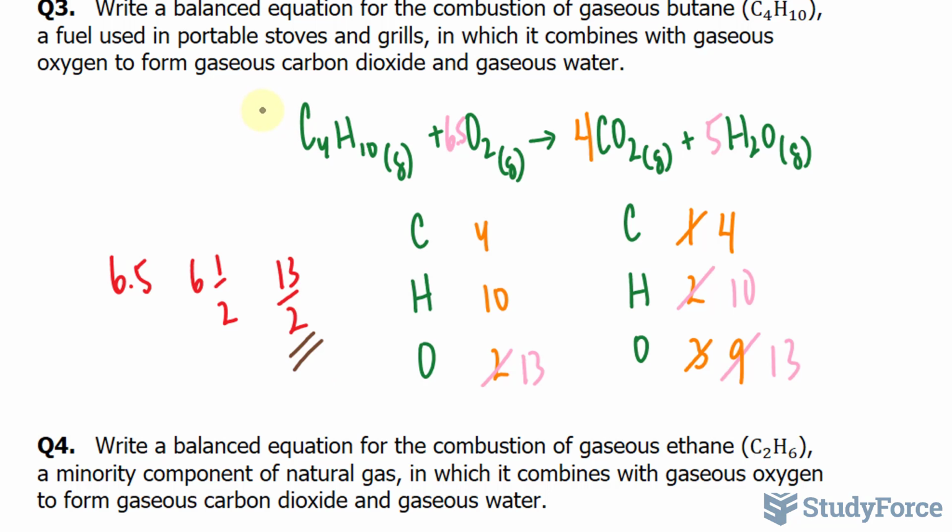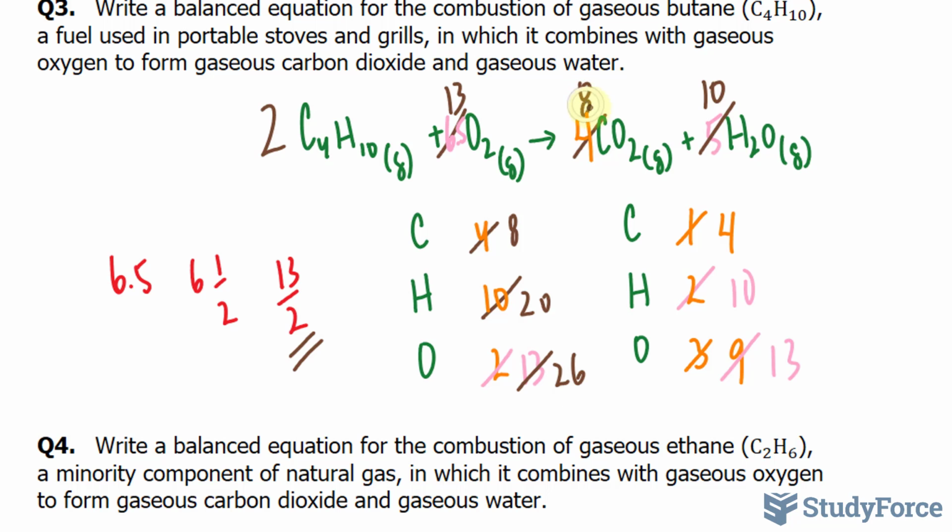So I have to multiply this by 2. Multiplying 6.5 by 2 gives me 13. Multiplying 4 by 2 gives me 8. And multiplying 5 by 2 gives me 10. Now that's, of course, going to change each of these. So let's recount. We have 2 times 4 is 8. 2 times 10 is 20. And 13 times 2 is 26.